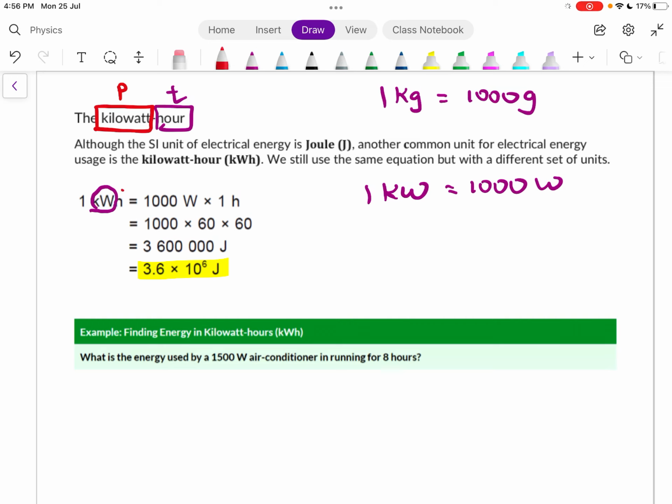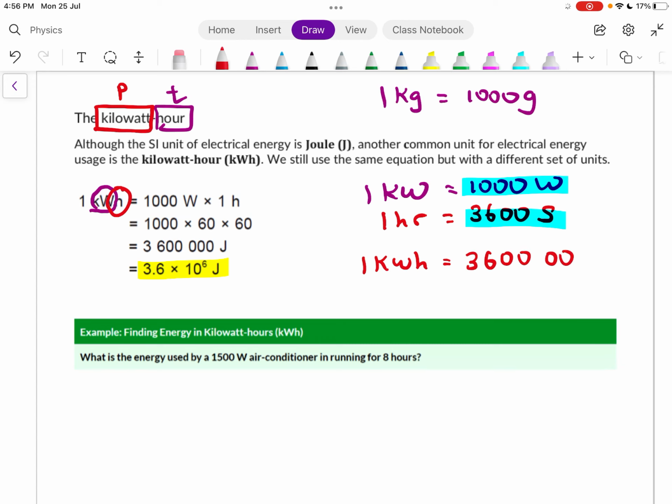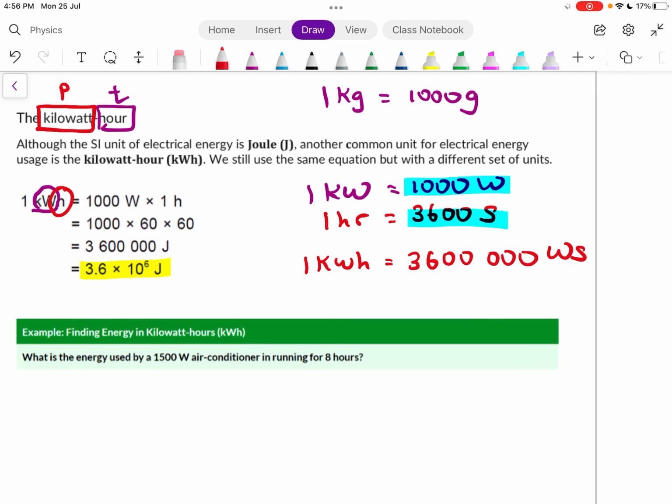Okay, what about hour? 1 hour is equal to 3600 seconds. Of course, you multiply them together: 1000 watts multiplied by 3600 seconds. You will get an energy of 3.6 times 10 to the 6, which is in terms of watt second. But of course, watt second we know is actually joules. So that's why 1 kilowatt hour is equal to 3.6 times 10 to the 6 joules.